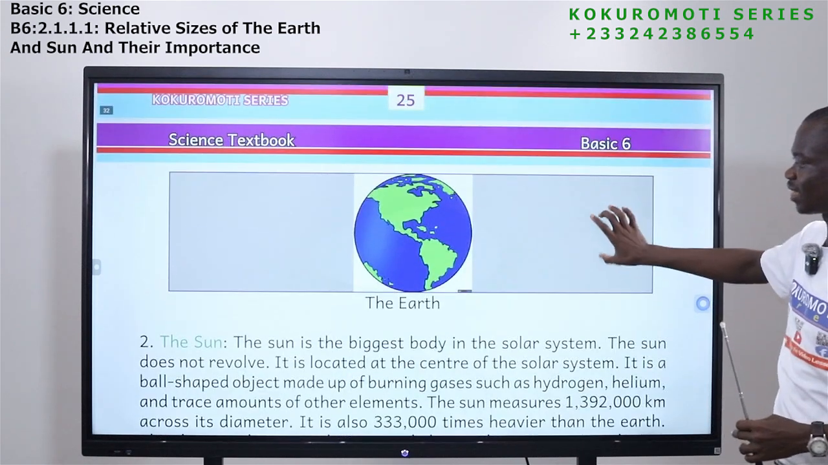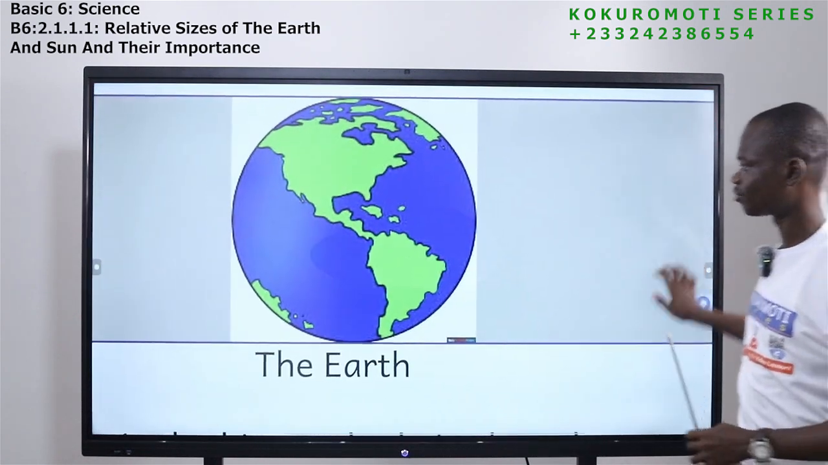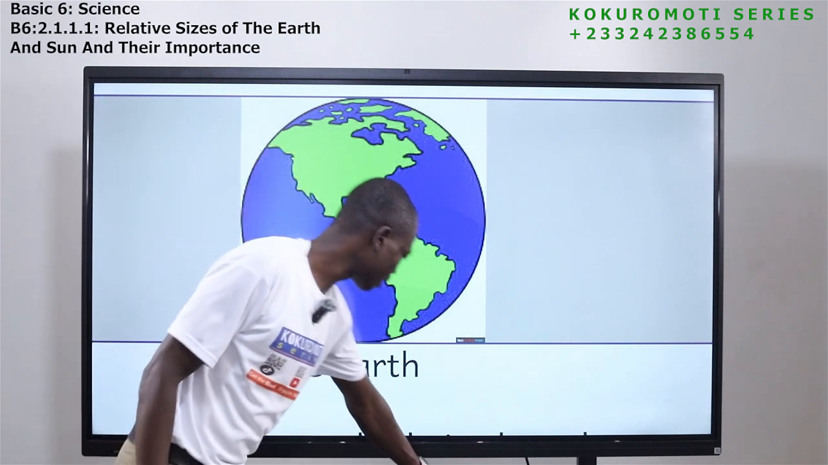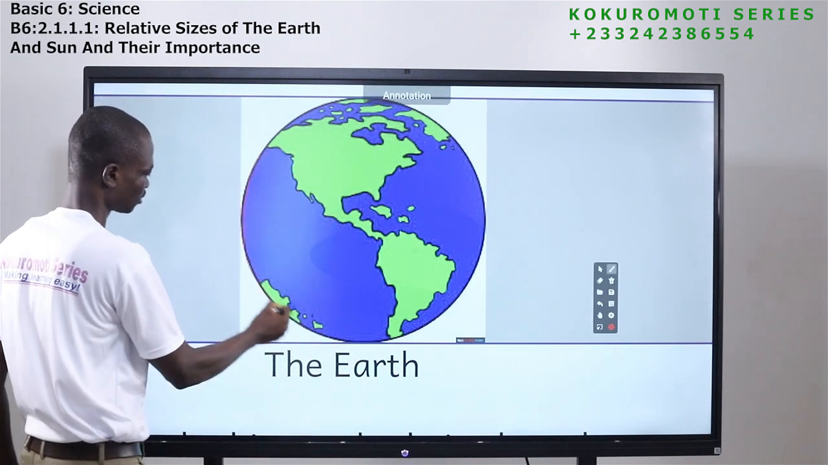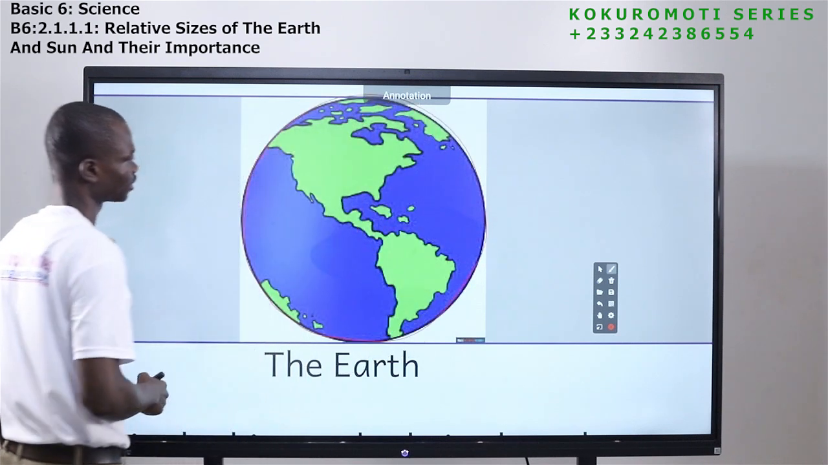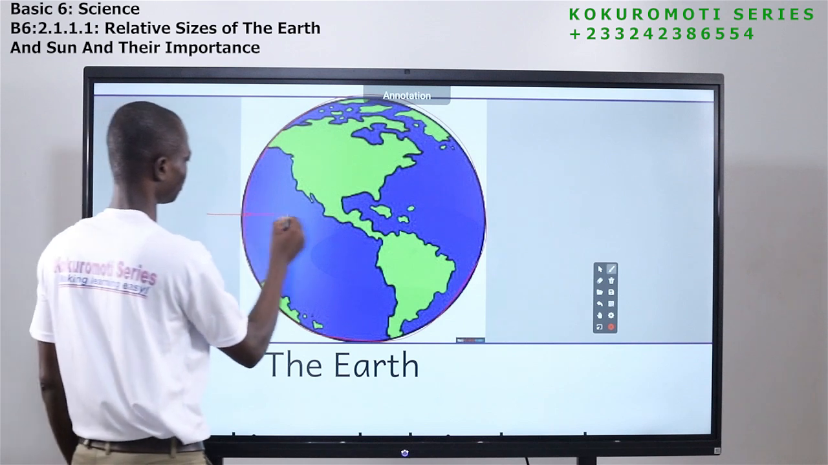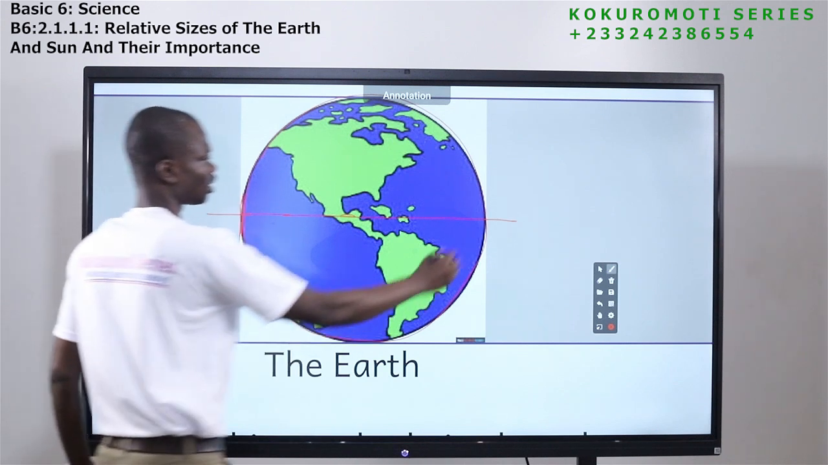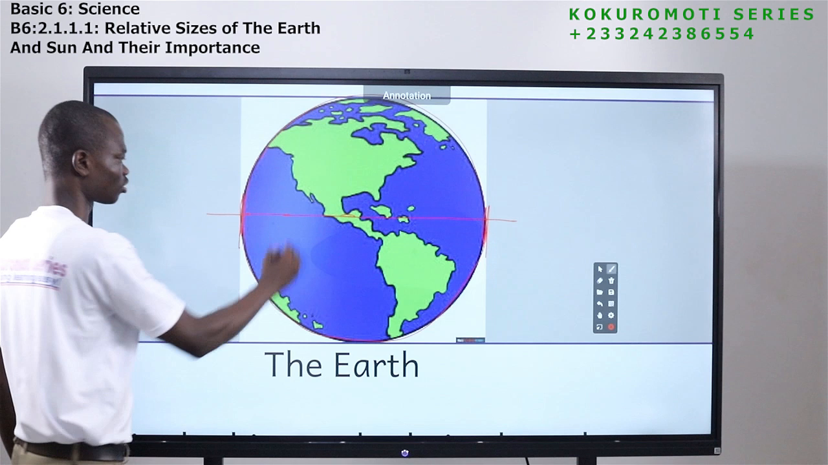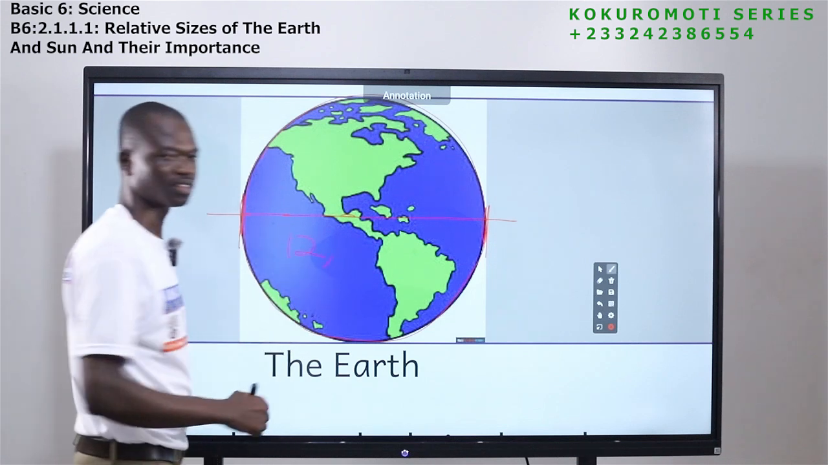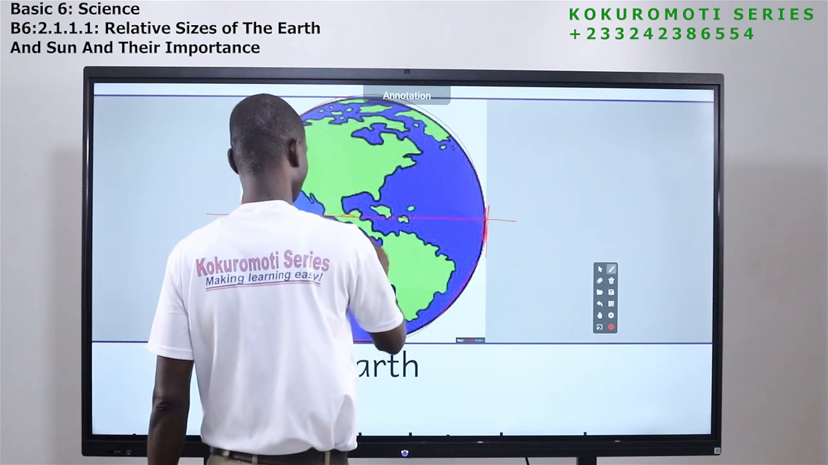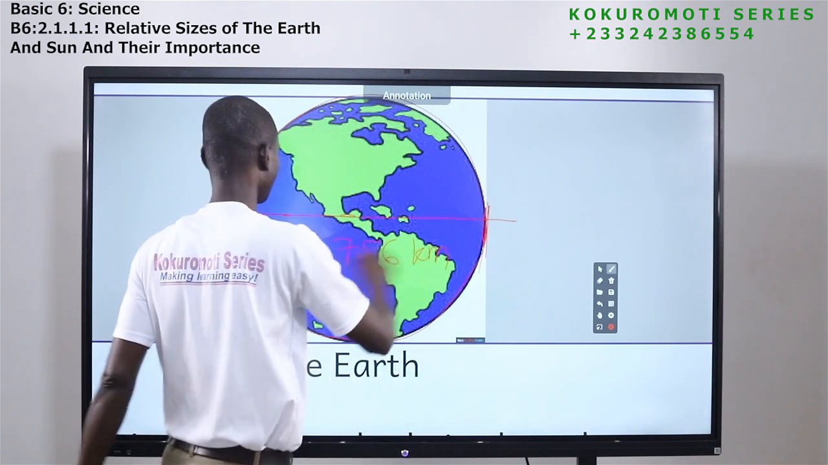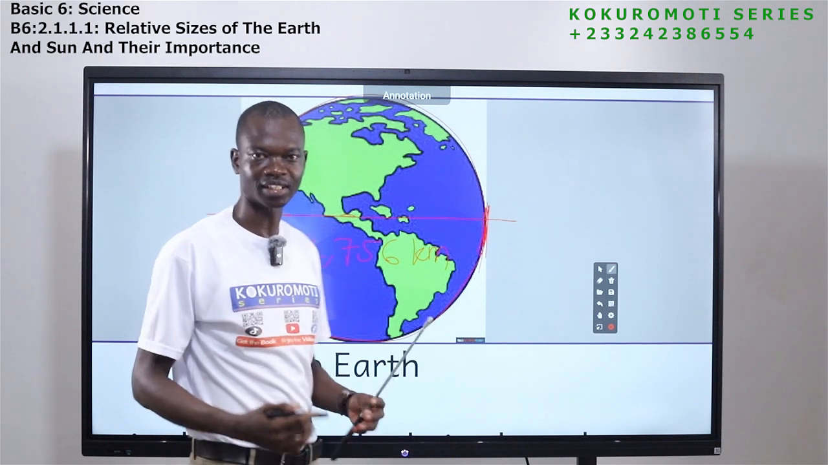Now let's look at the Earth. So this is the Earth. When you talk of diameter, let me show you diameter. This is the size of the Earth. The diameter is here, the line that divides it into 2. So from here up to here, from one end to another end, that is 12,756 kilometers. So that is the diameter from here to this side. Have you seen it? Okay.